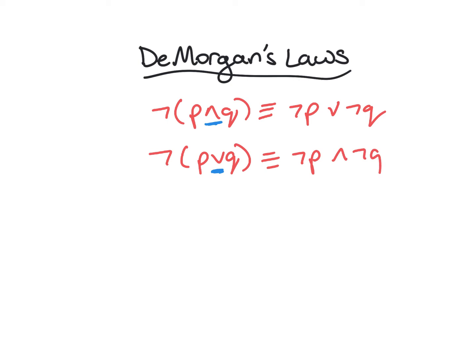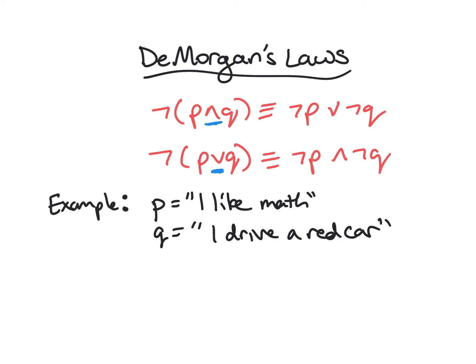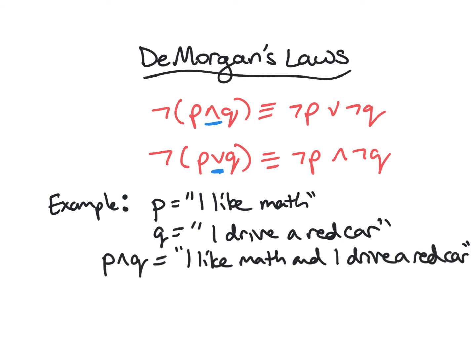and not Q. So let's actually think about this with a real world example and see why this should make sense. If we consider the two propositions P, I like math, and Q, I drive a red car. These are both propositions. I definitely know the truth values of these. So let's think first, what does P and Q say? Well, it just says, put them together with an and: I like math and I drive a red car. It's true if both of these are true and otherwise is false.